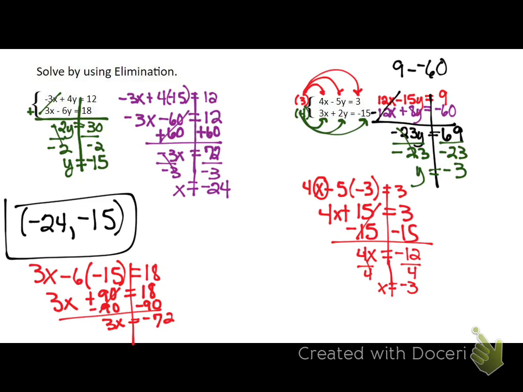What's our final answer? Negative 3, negative 3. Make sure you box it. Good. Your quiz tomorrow, you guys, is just going to have 2 problems on it.